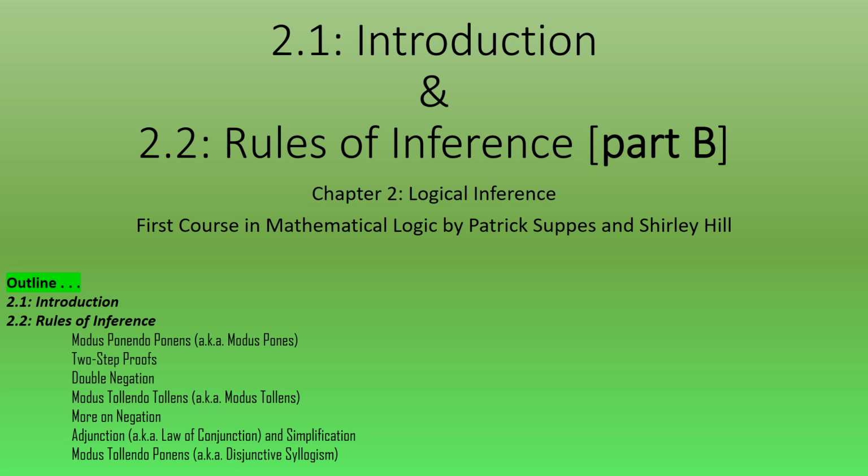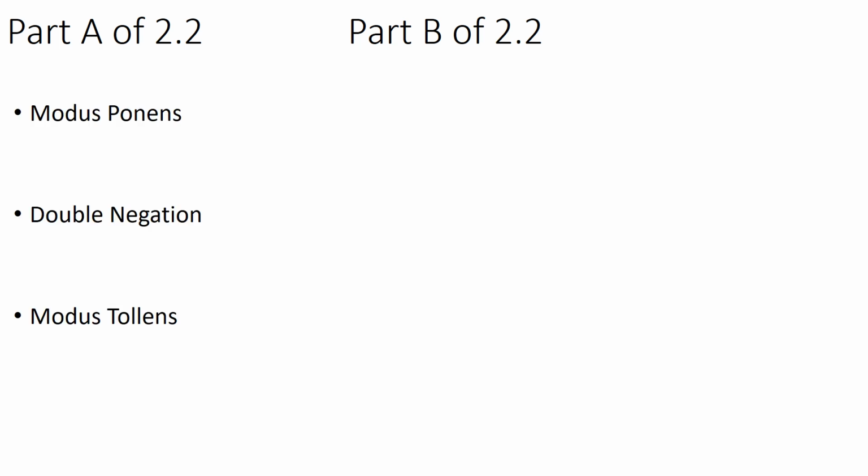Howdy, in this video we will finish up section 2.2, rules of inference. We'll cover things such as negation, conjunction, simplification, and the disjunctive syllogism. For the first part of section 2.2, we basically covered three things: modus ponens, double negation, and modus tollens.